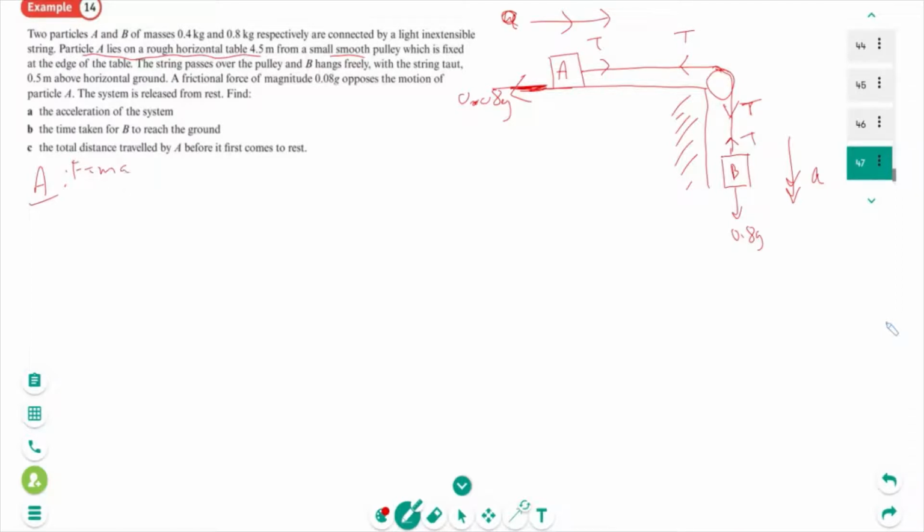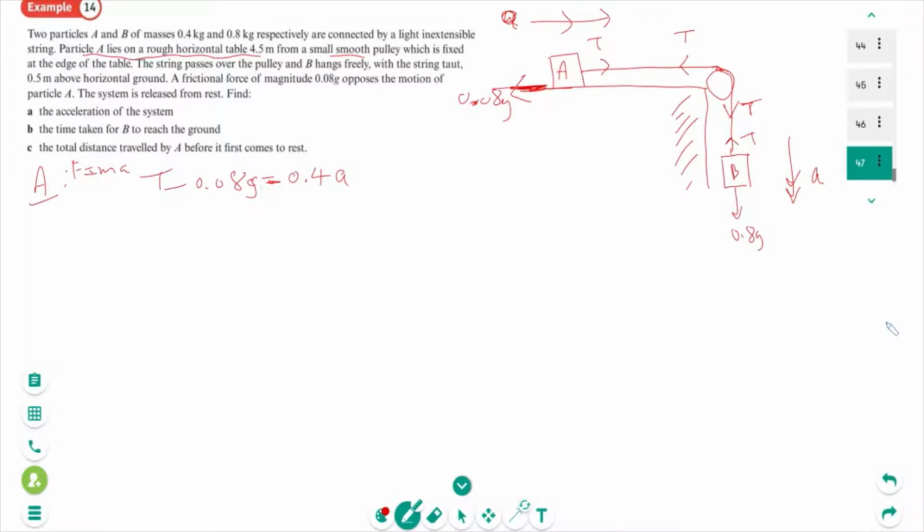So particle A is moving to the right. There are two forces, T and 0.08 g. So the resultant force is going to be T minus 0.08 g. That is equal to its mass, which is 0.4 kilos, times A. So that gives you an equation with two unknowns. You do the same thing again, but we do particle B.